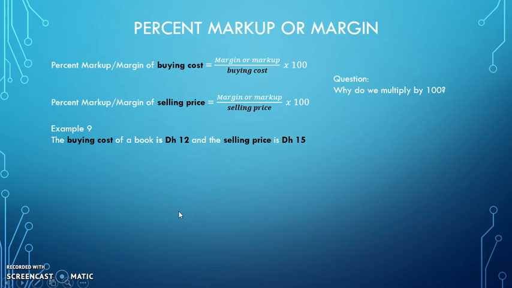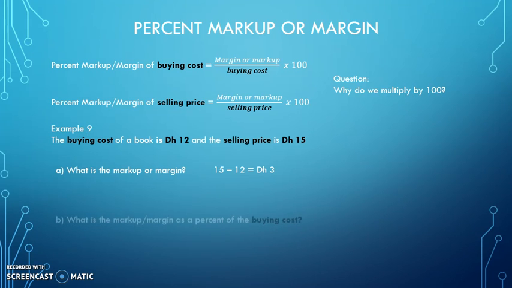Example 9. The buying cost of a book is 12 dirhams and the selling price is 15 dirhams. What is the markup or margin? Remember, the markup or margin is the selling price minus the buying cost. So this would be 15 minus 12, which is 3 dirhams. So the markup or margin is 3 dirhams.